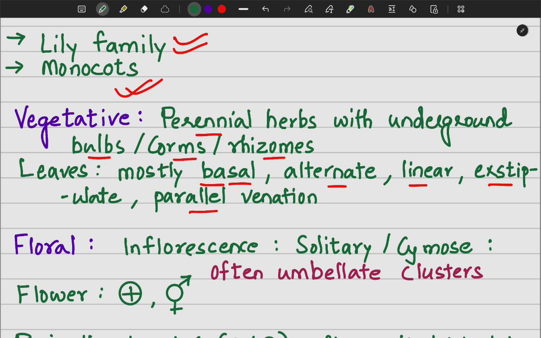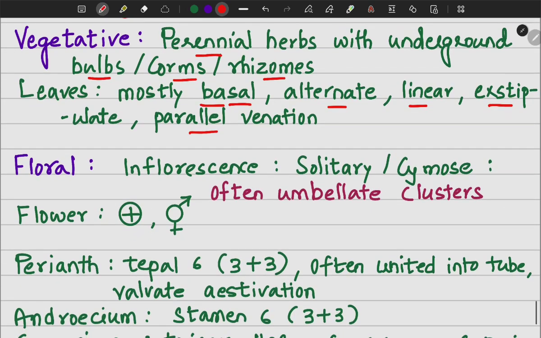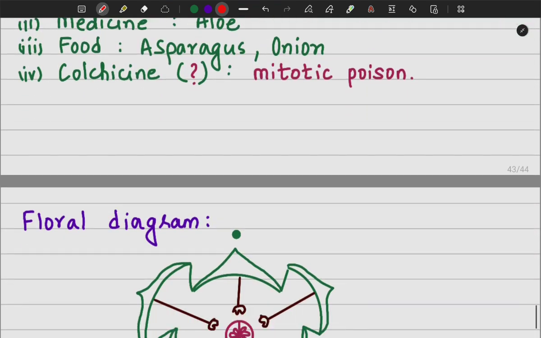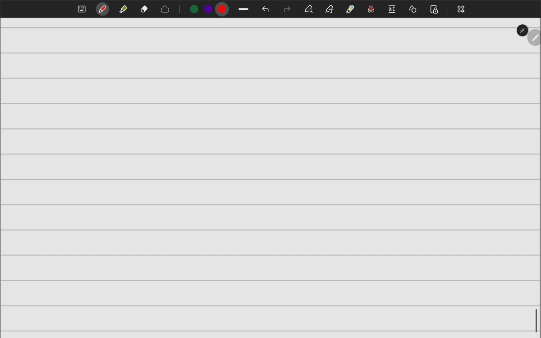Now let us talk about the floral characteristics. The inflorescence seen is either solitary or cymose, and they are often umbellate clusters. So what are umbellate clusters? Let us understand with the help of a diagram. What happens in umbellate clusters or in umbel type of inflorescence?